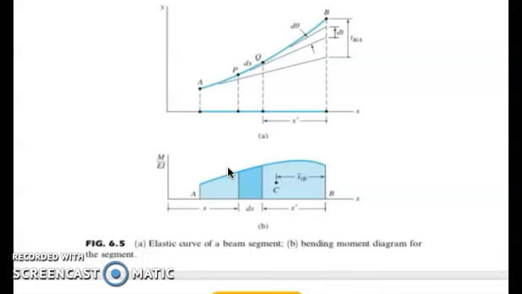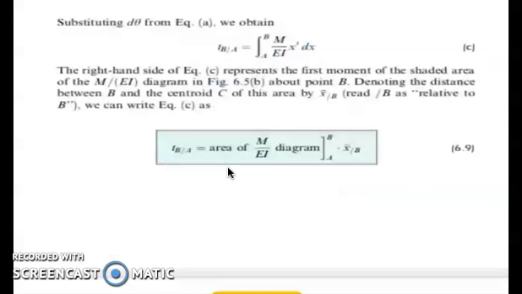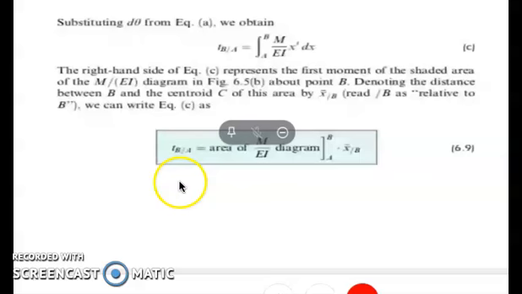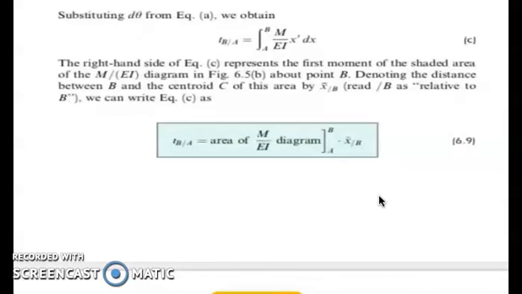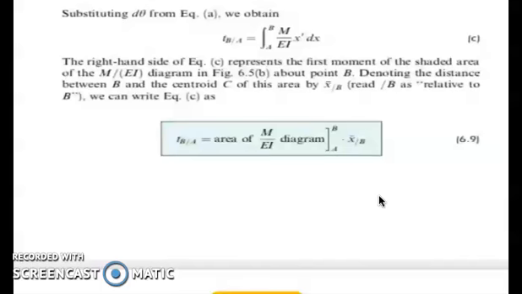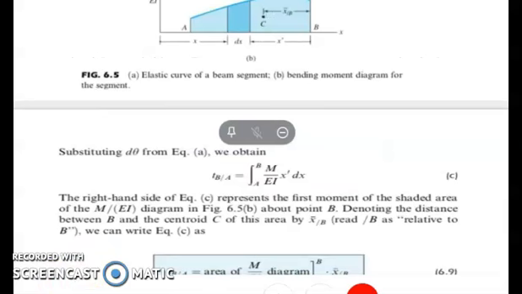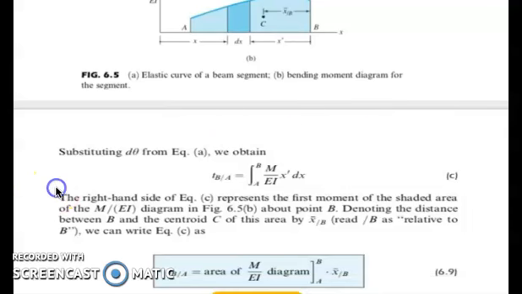so we can rewrite our equation in this manner. So we have now our equation, which is the tangential deviation of b with respect to a is equal to the area of the M over EI diagram from a to b multiplied by x bar of b, or x bar as relative to b. And therefore, that is now our second moment area theorem.